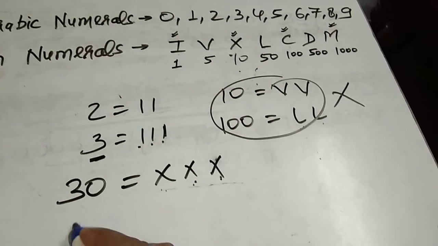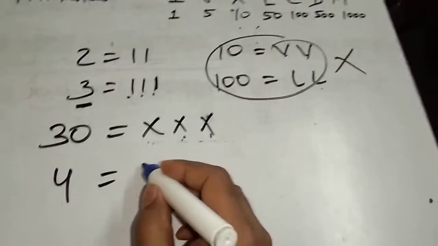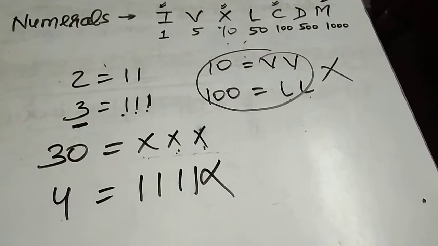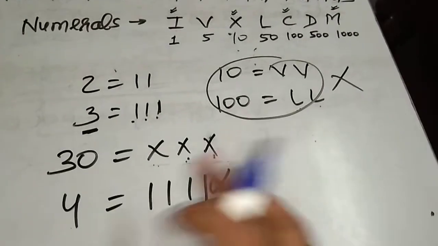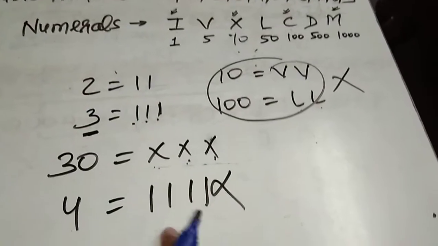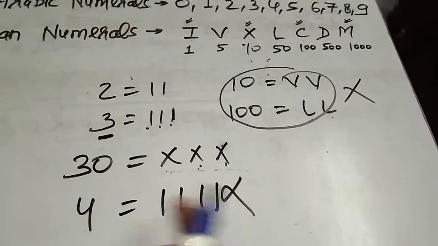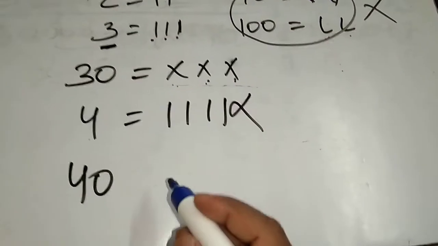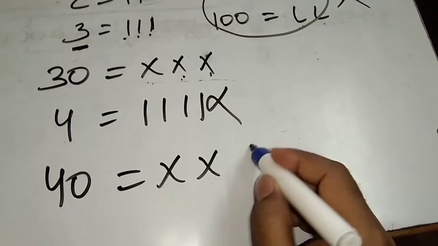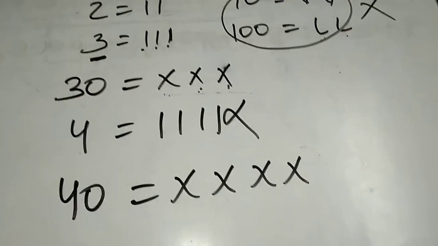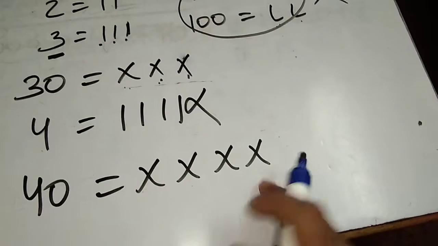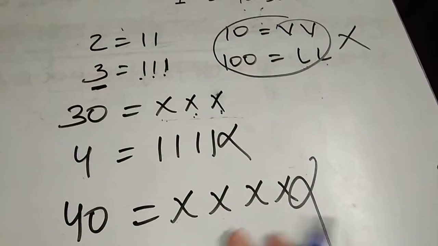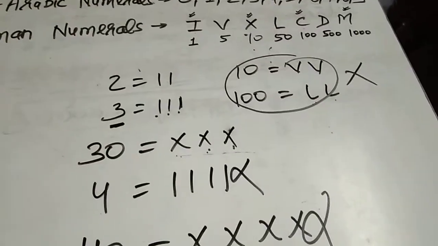But if we have to write 4, it doesn't mean that we can write I 4 times. This is wrong. To write 4 there is another rule, but we cannot write it like this because no symbol can repeat more than 3 times. Similarly, if we have to write 40, we cannot write X 4 times, 10 plus 10 plus 10 plus 10. This is the wrong way because no symbol can be repeated more than 3 times.